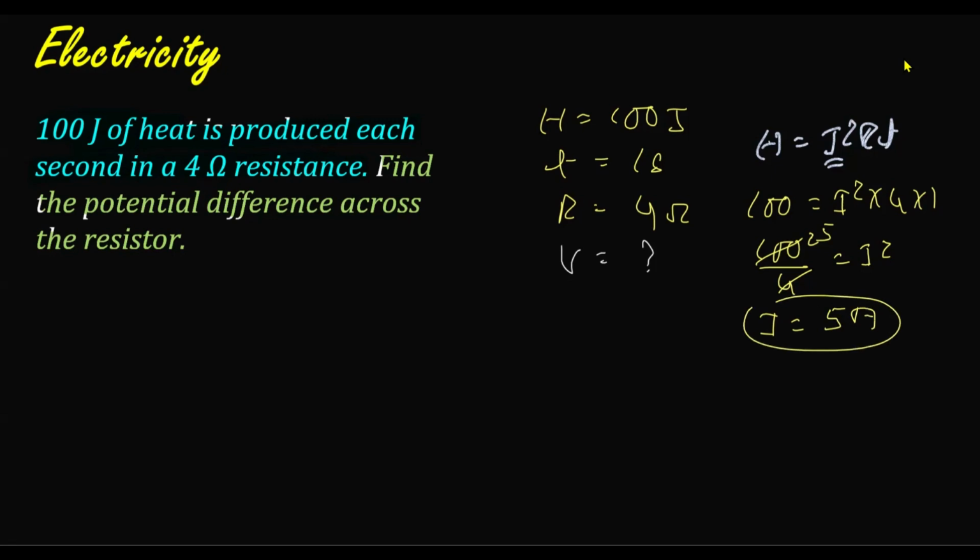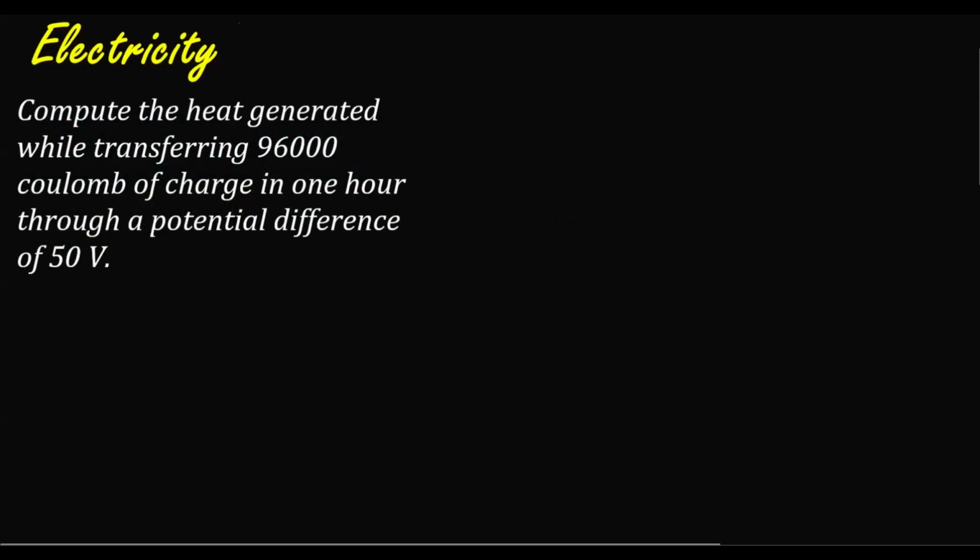Now once we got 5, we can apply V is equal to IR. So V is equal to IR, and I is 5 ampere, and the resistance is mentioned as 4. So the voltage supply is 20 volt. This would be the answer in this case.